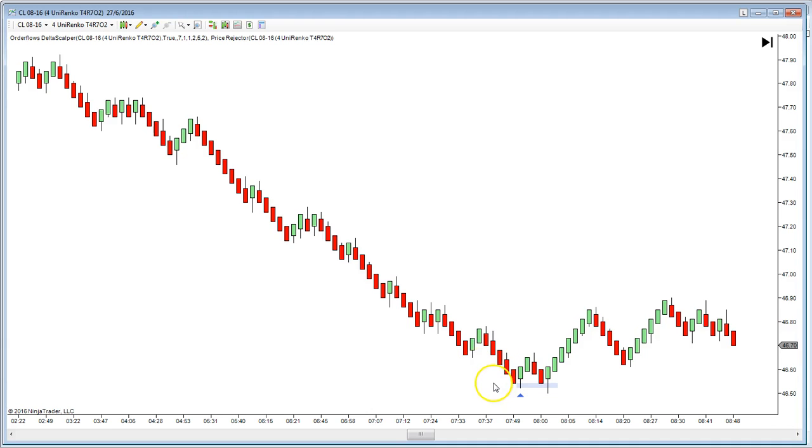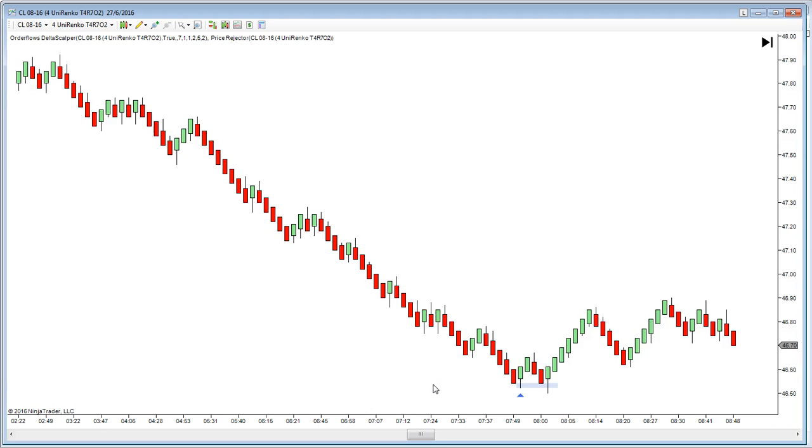The delta scalper is another order flows indicator. When you get the Orderflows Trader software package, the delta scalper and the price rejector are additional indicators. If you just have the Orderflows Trader, you can read this stuff by yourself. You don't need these indicators. They were designed to make it easier for people. But if you can read the order flows yourself, then great.